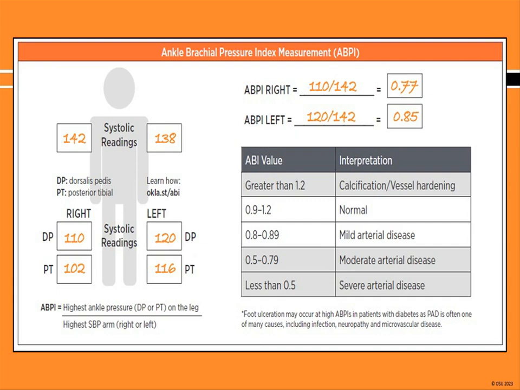Our ABPI measurement on the right side indicates possible moderate arterial disease. Additionally, the ABPI measurement on the left side indicates possible mild arterial disease. The ABPI readings may be utilized, per evidence-based medicine, to diagnose and monitor peripheral artery disease.